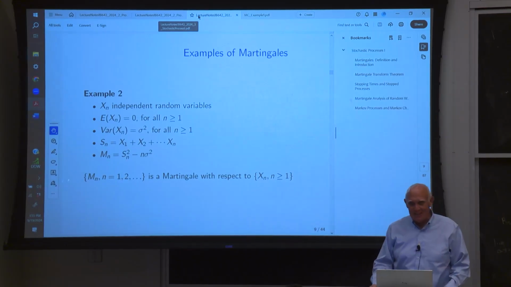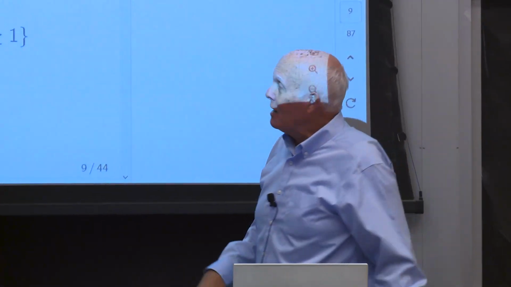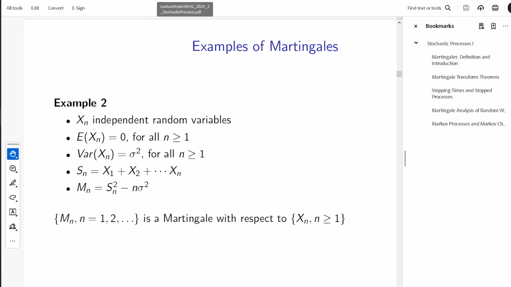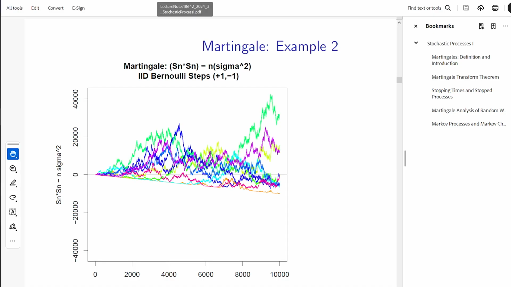Okay, I'm going to take 2 more minutes just to show you a related but very interesting martingale. Suppose that once we've calculated the random walk Sn, we look at the square of Sn and subtract n sigma squared. It turns out that this is a martingale as well. And here's one realization over 10,000 steps. And here are 10 realizations. And so these look very, very different from the simple random walk. But these as well are martingales.